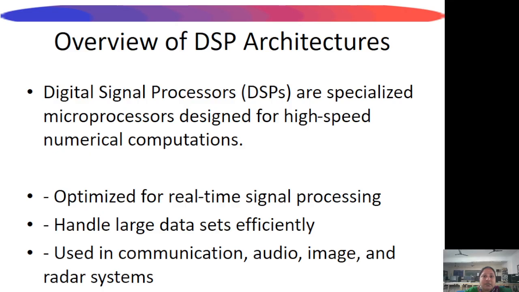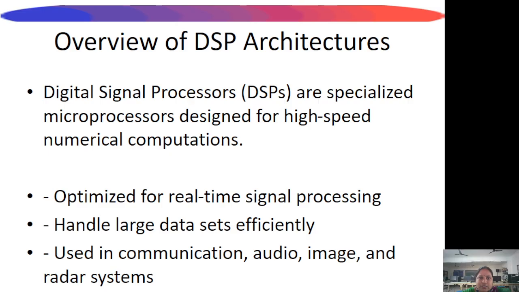Digital signal processors, commonly called DSPs, are specialized microprocessors designed for high-speed numerical computations. They are optimized to handle repetitive mathematical operations efficiently. DSPs are mainly used for real-time signal processing applications. Examples include audio processing, speech processing, image processing, radar, and communication systems.